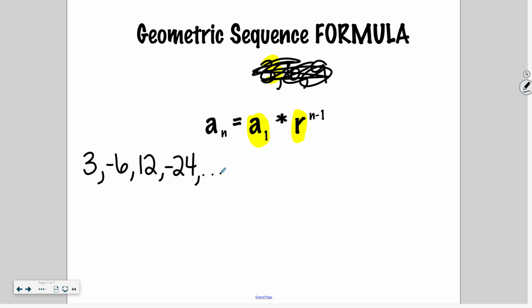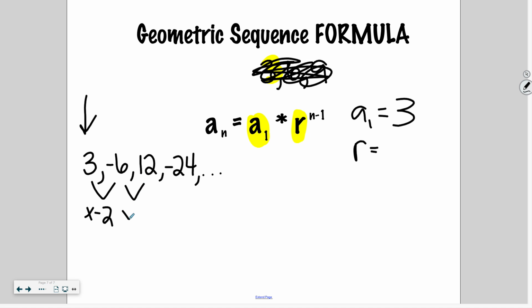I need to figure out my a_1 and my r. So my a_1, that's easy. That's the first number in the sequence. It's just given to us: 3. Perfect. Now we need to figure out the ratio. So how am I getting from 3 to negative 6? Well, I know I'm multiplying by a negative. 3 to 6 is 2. Let's test it. Negative 6 times negative 2 is 12. 12 times negative 2 is negative 24. So our ratio is negative 2.